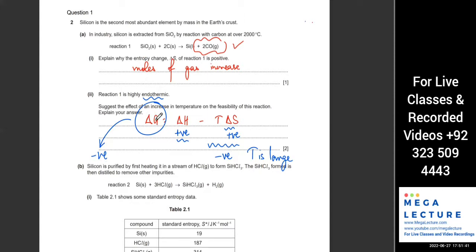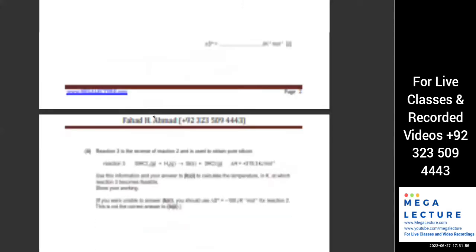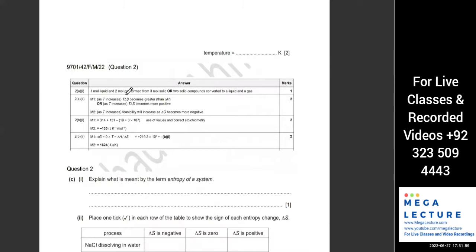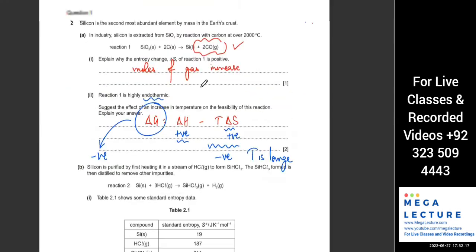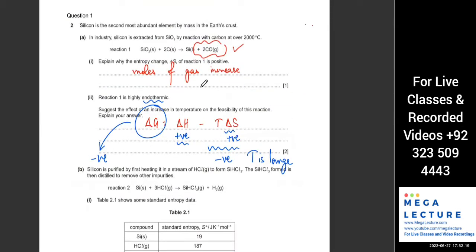So this is what you're going to write. You're going to state that the term minus T delta S becomes more negative when T is large. Hence, delta G becomes negative. That's it. I'm going to write down the statement as well. I think the marking scheme had it. So as T increases, minus T delta S becomes more negative. So delta G would become more negative because of that. Is this part clear? You clear? Yes or no? Yes.